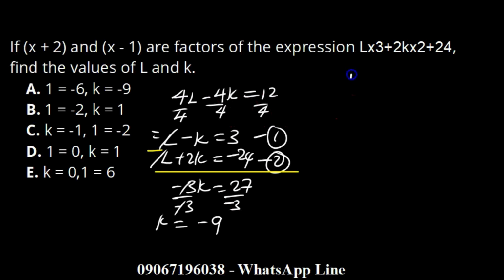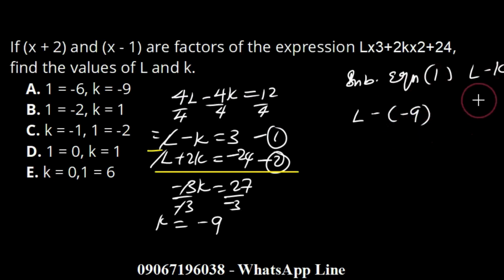So substitute into equation 1. Equation 1 says L minus K equals 3. I'm looking for L, so this is L minus, and K itself is minus 9. Please don't write it as L minus 9 equals 3, this is totally unacceptable because they are different things. This means that K is positive, but here K is negative 9. Take note of that, all right?